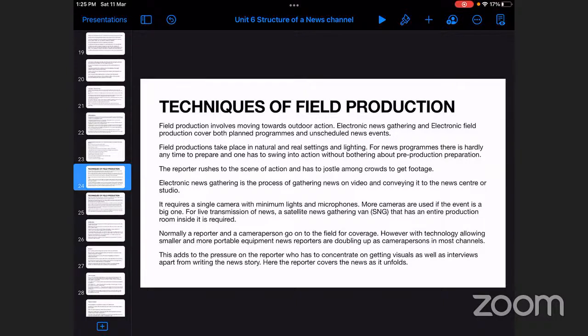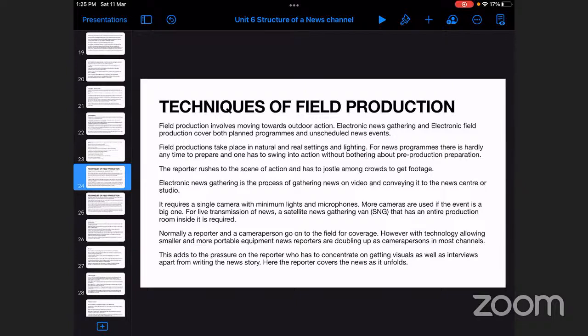For example, they set up 4 cameras: 1st camera, 2nd camera, 3rd camera, 4th camera. So 4 cameras are connected to the OB van. In the OB van, one technical person, the producer, will sit and select the shots from different angles, and the output will be sent to the channel in Hyderabad. In Hyderabad, they direct it to the air station and broadcast. That is possible with the OB van, the outside broadcasting van.